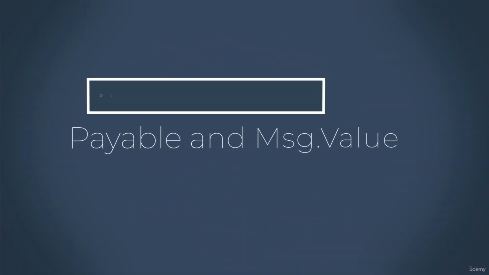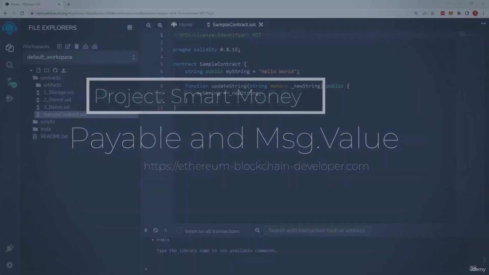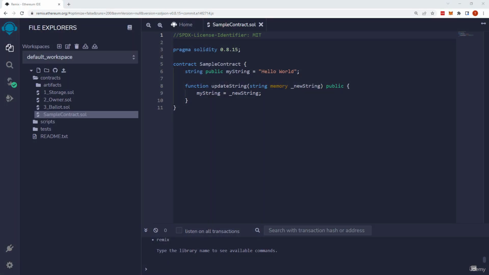Now let's look at something else which is equally powerful as the rest that you learned already. That is how you can actually transfer Ether to a smart contract and back again. Over here, we still have our sample contract, and I want to extend it a little bit by letting somebody overwrite that string if they are paying 1 Ether, or maybe 0.1 Ether. Now there are two things that you should know for that.